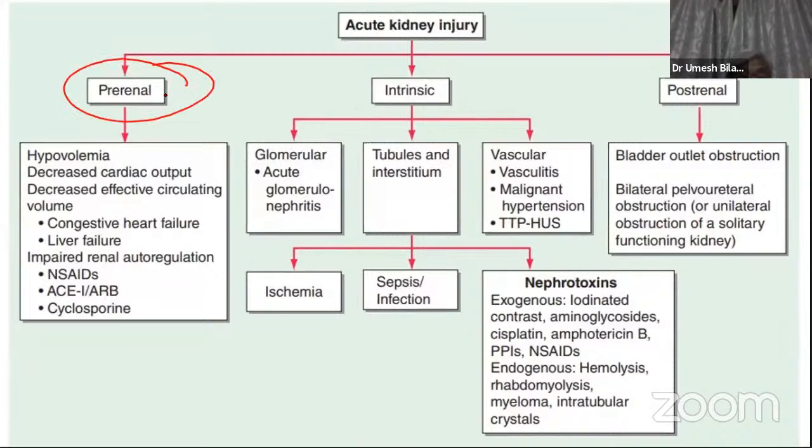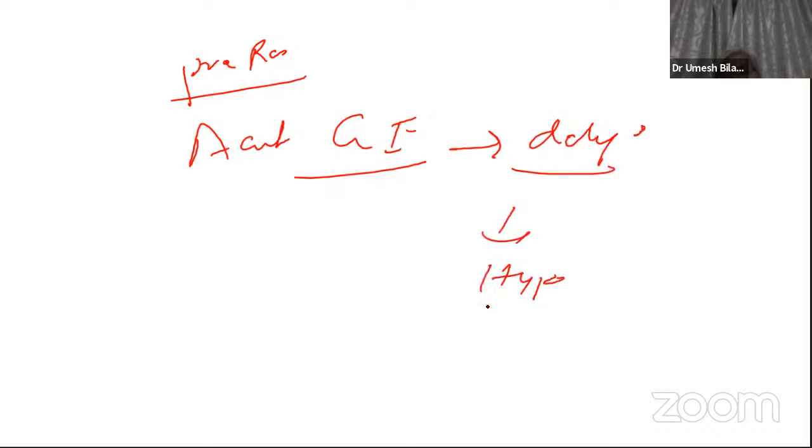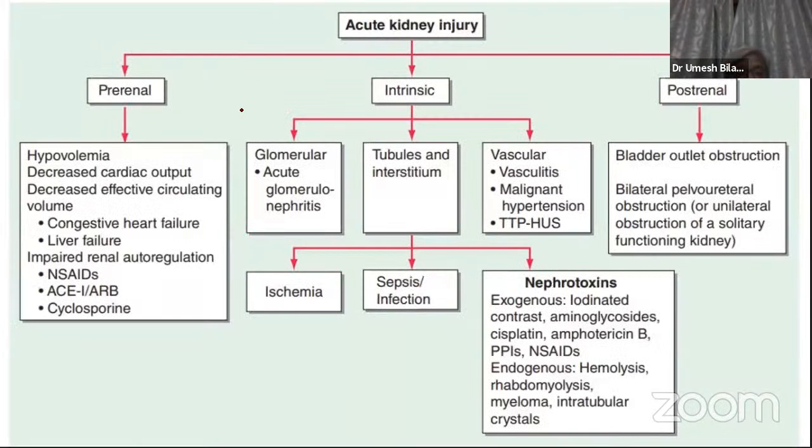So what are the pre-renal causes? The most important one is hypovolemia. The most common thing we see is acute gastroenteritis causing dehydration, leading to hypovolemia, leading to AKI, acute kidney injury. You should also know that acute kidney injury can supersede on chronic kidney disease.